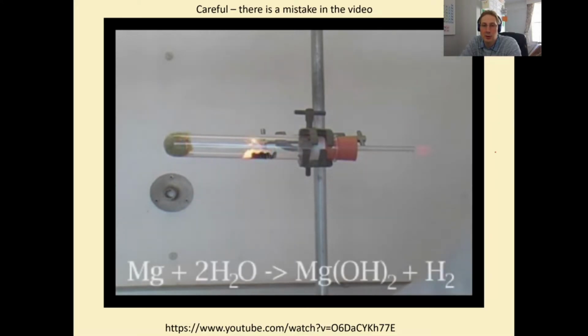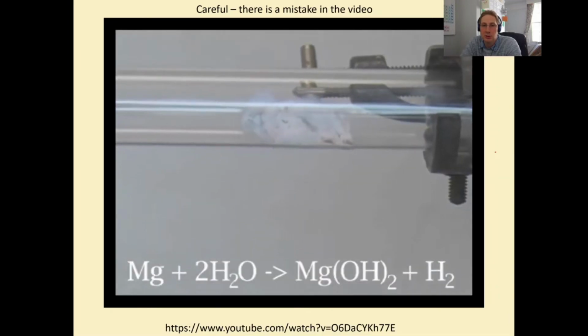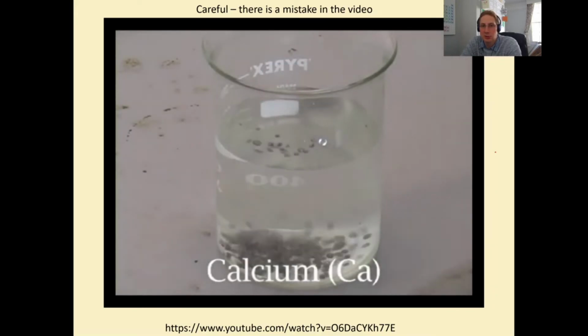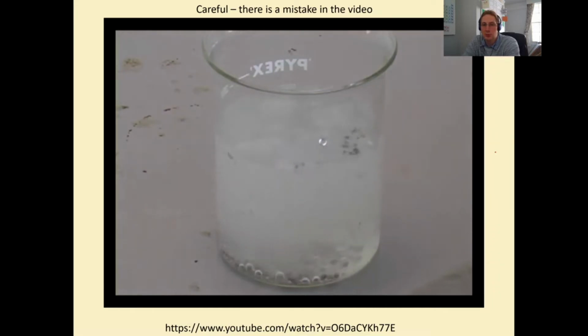It forms a gas, hydrogen, and also the white powder, magnesium hydroxide, which can be seen here. After magnesium comes calcium, which does react with cold water, fizzing to produce hydrogen, and also the insoluble calcium hydroxide, which you can see precipitating out of solution here.